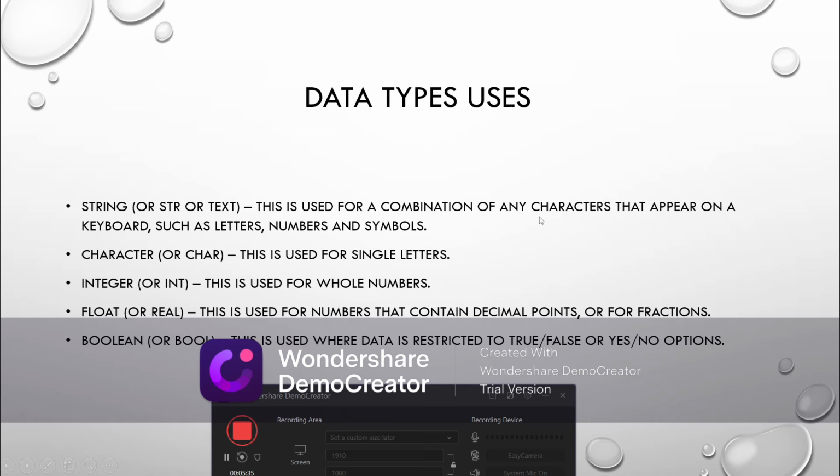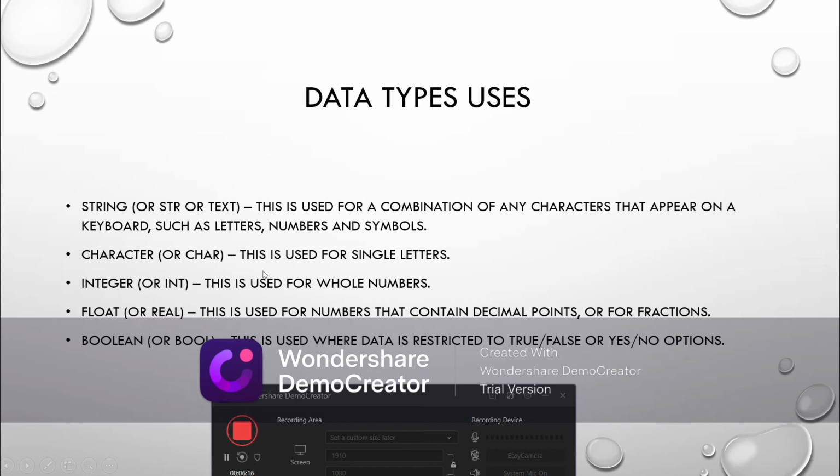Alright. Now for some definitions. For the string data type, it says this is used for a combination of any characters that appear on a keyboard, such as letters, numbers, or symbols. So when you're using the data type string, it can store letters, numbers, symbols. Anything that is placed on a key, that is positioned on a keyboard, can be stored in the string data type.